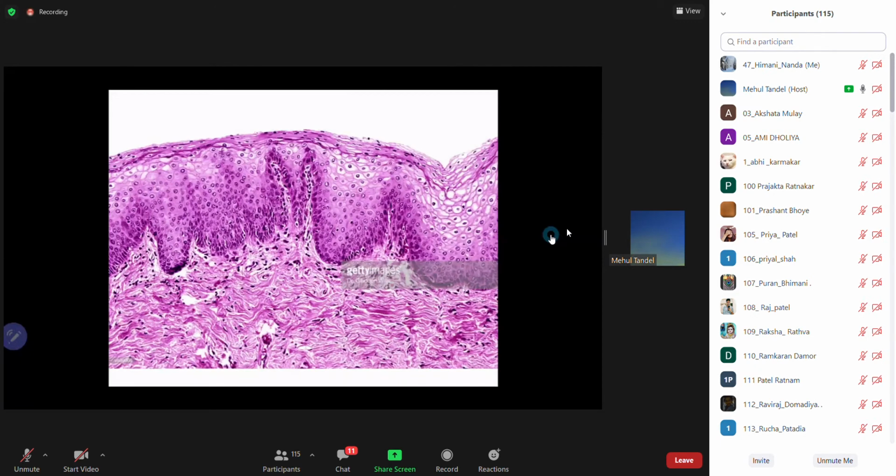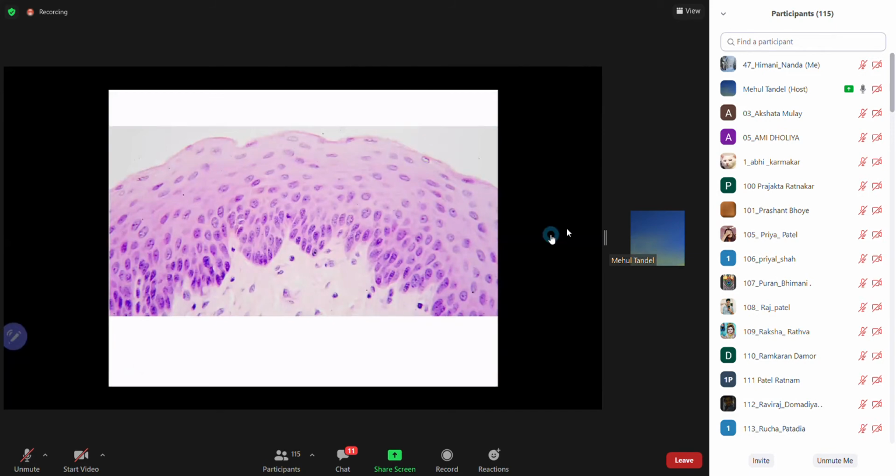Okay, similar appearance but no keratin. Here see, surface cells are living cells. Surface cells are squamous and living cells with flat nuclei. That is non-keratinized stratified squamous epithelium. Similar features but without keratin. Keratin is absent. Surface cells are squamous and living cells with flat nuclei. Okay, same thing, non-keratinized stratified squamous epithelium.